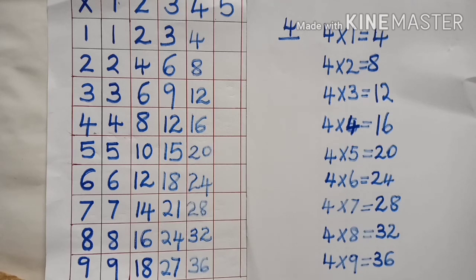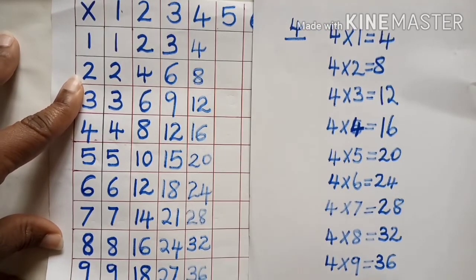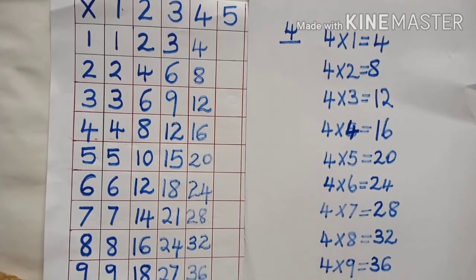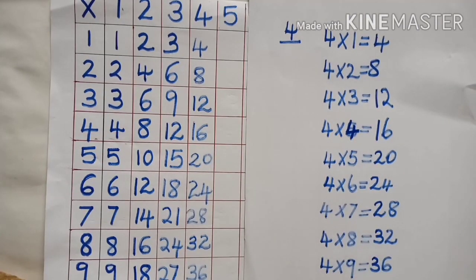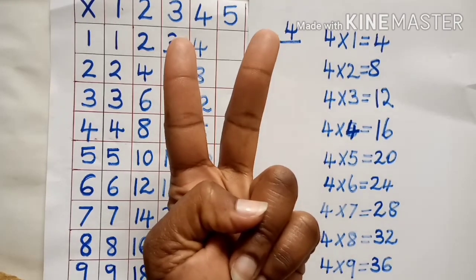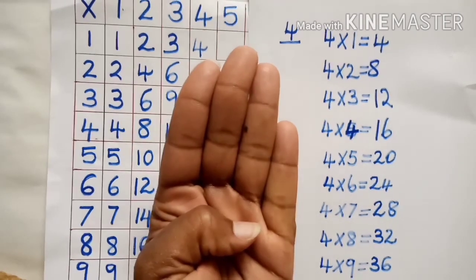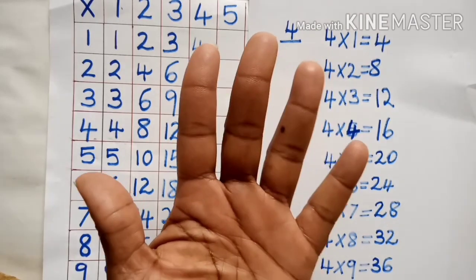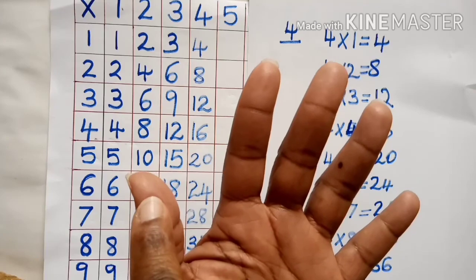Now let's move to multiples of 5. Multiples of 5 are just as easy because we are going to be counting in 5s, still using our fingers. So 5 times 1 is 5. 5 times 2 is 10. 5 times 3 is 15. 5 times 4 is 20. 5 times 5 is 25. So up to there you have 5, 10, 15, 20, 25.